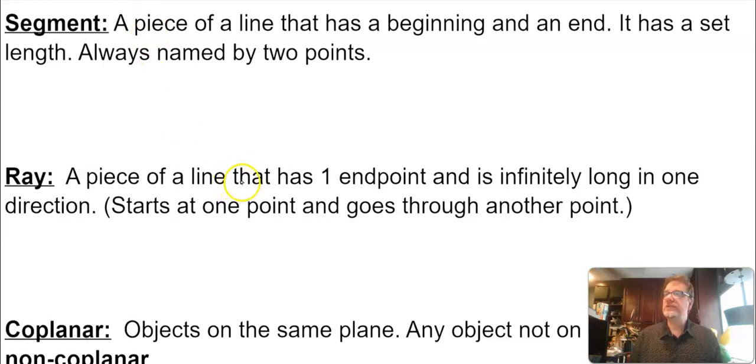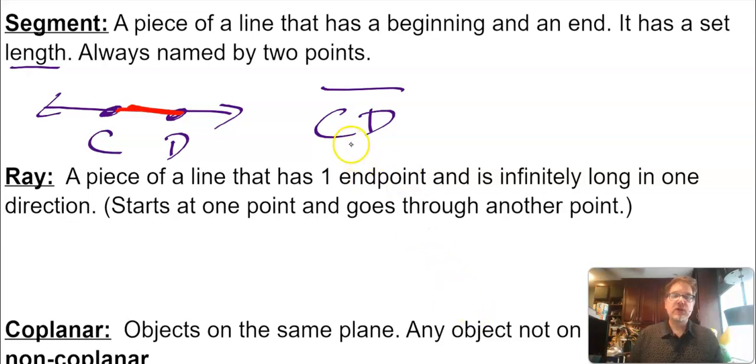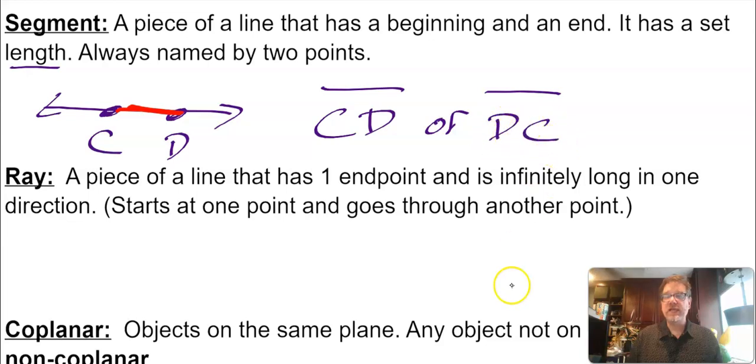Segment. We talked about this in the segment addition postulate. A segment is a piece of a line. It has a beginning, it has an end, and it has length. So it has 1 dimension. If I give you a full line, but I'm only talking about that bit in the middle, I'm only talking about this much, that would be a segment. So this would be segment CD. Start at C, end at D. You can also say start at D, end at C. And then I don't care about anything outside of C or D.